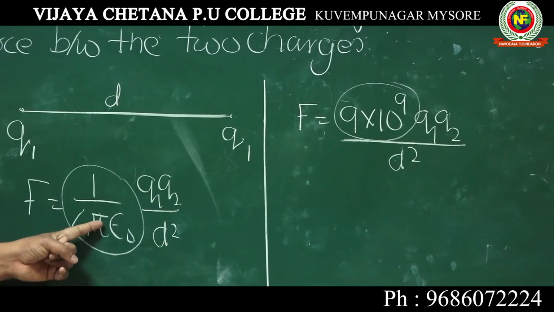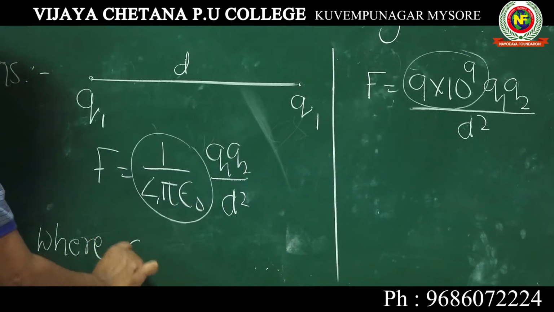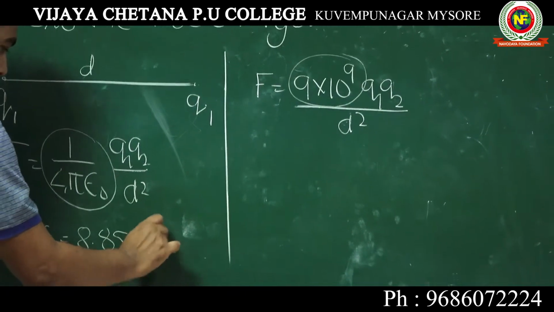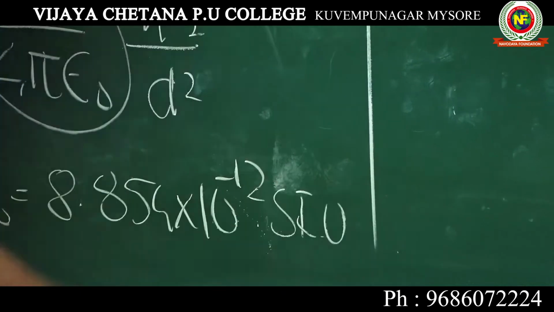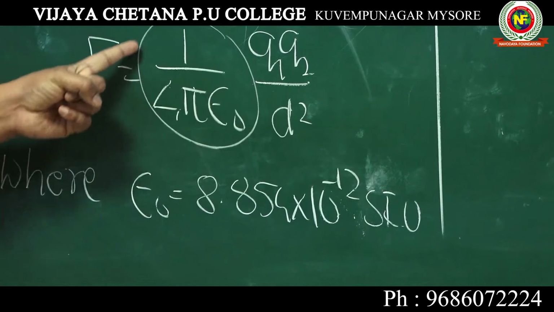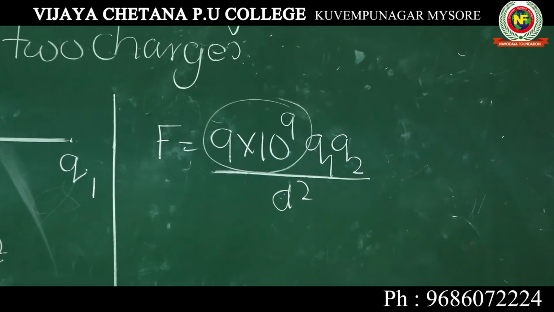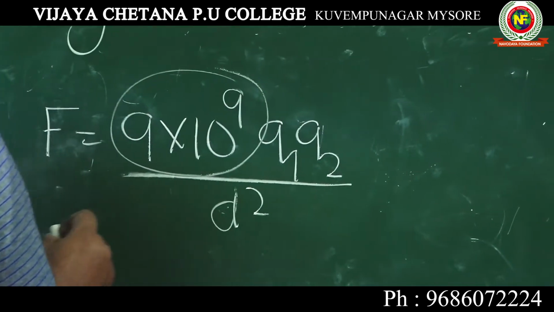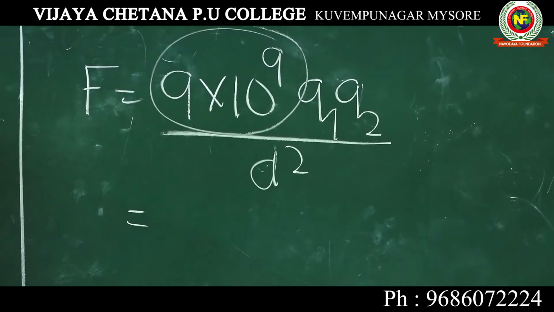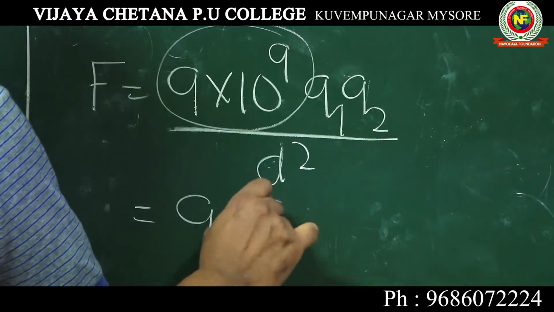If you put the value of pi and epsilon naught, where epsilon naught is 8.854 into 10 power minus 12 SI units, and do the calculation, you will end up with a number nearly equal to 9 into 10 to the power of 9 Newton meter square per coulomb square. Later we can think of writing the unit for that if necessary. So this is 9 into 10 to the power of 9.